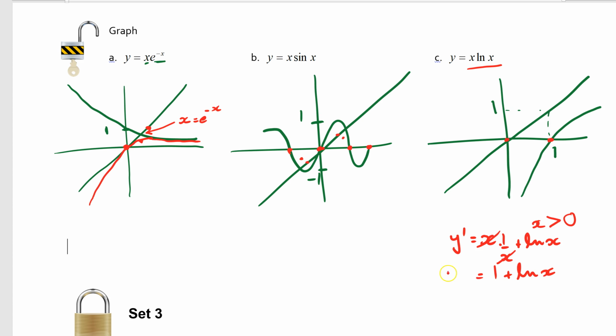So is there a turning point? There would be a turning point if log x equaled minus 1. So if we took the exponential of both sides, that would give us x equals e to the minus 1, or 1 on e, which is about a third. So somewhere down here there is a turning point. So our curve is going to have this sort of shape in between.